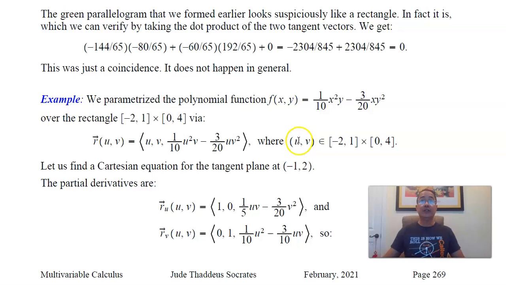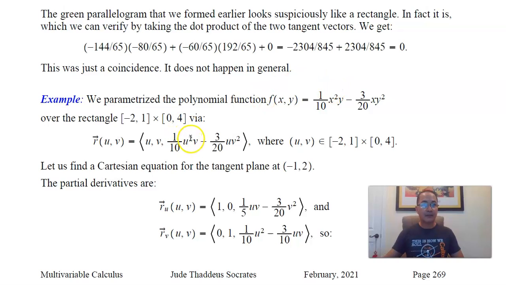All right, so let's take a look at the Cartesian surface. We have this polynomial in x and y. We'll restrict it to this domain. And we will turn this into a parametrization. Okay, so u, v: turn x into u, y into v, and we get this for our z. Let's pick the point negative 1, 2. So negative 1 is in here, 2 is in here.